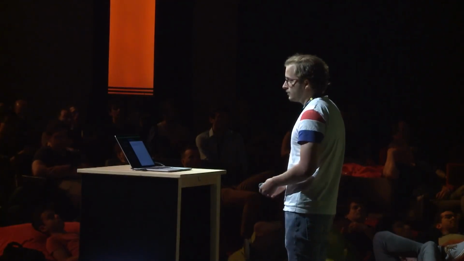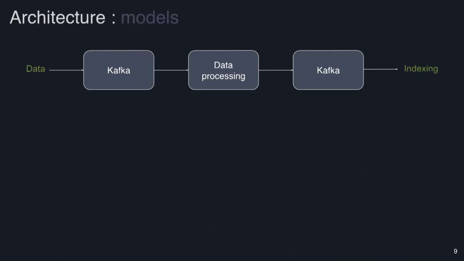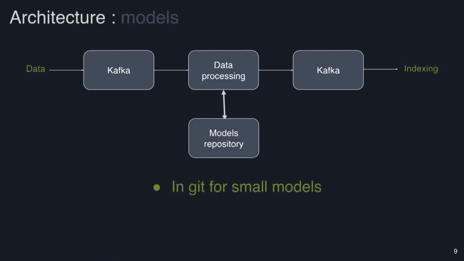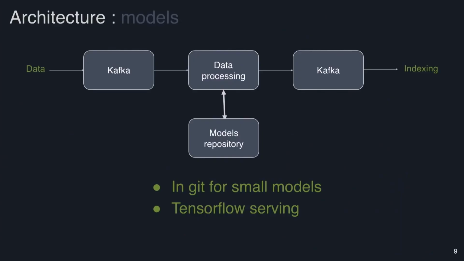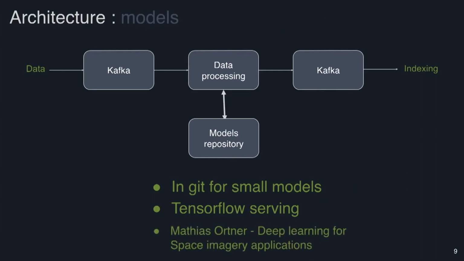As a final note, I would like to mention how we were handling the models. So of course, we were versioning the models. We had a model repository. For small models, Git does a good job for that. But if you want to do more complex stuff, such as A/B testing, TensorFlow Serving is also very good at this job, and it also works with other frameworks. And if you want to learn more on how to manage your models, I suggest having a look at Mathias Ordner's talk from last year at dotAI, where he explained how he trained a huge amount of models.